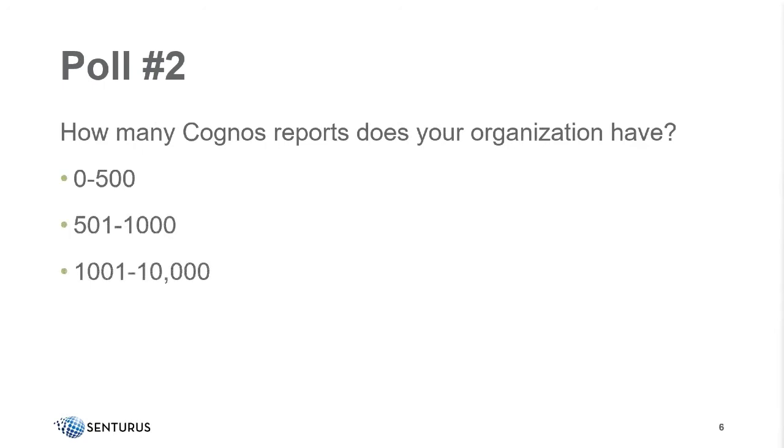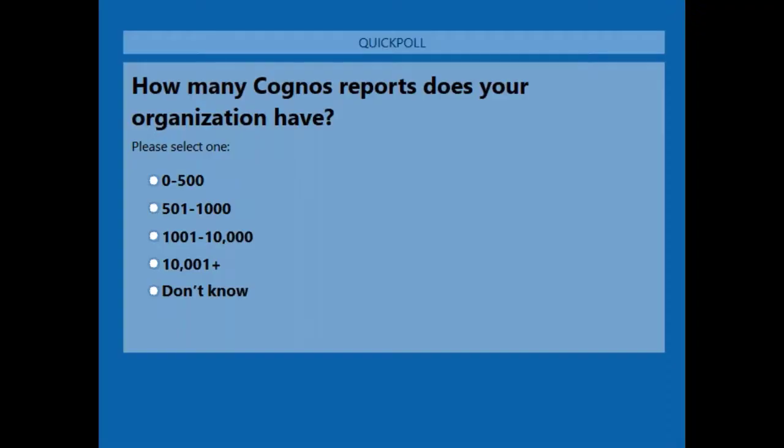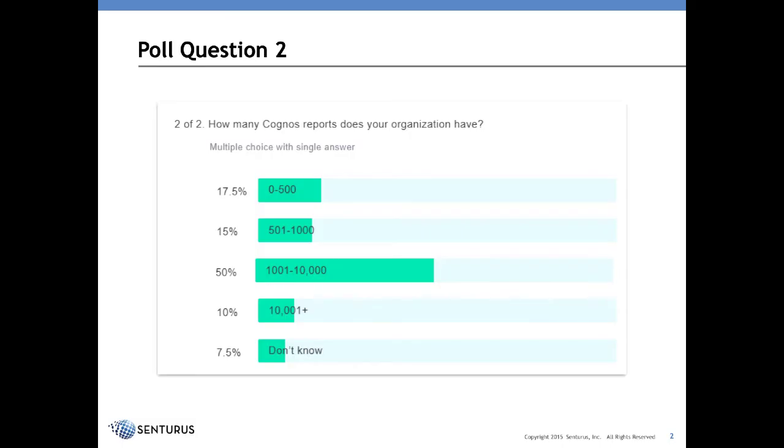And then our second poll here is, how many Cognos reports does your organization have? This is a more straightforward one. We're missing one of the entries there, but you get the idea. Is it less than 500, between 500 and 1,000, between 1,000 and 10,000, or more than 10,000? Or if you don't know, you can say you don't know. Great. I'm going to go ahead and close this out and share it back with you all. So about 20% on the small side, 15% on the small-medium size, and then most of you are in that 1,000 to 10,000 range, and then another 10% with over 10,000.